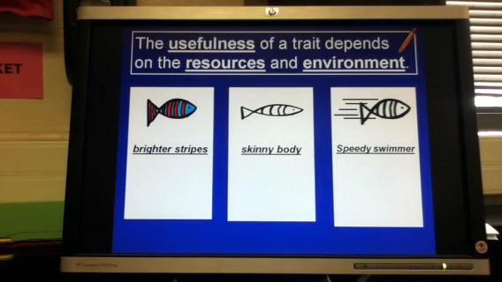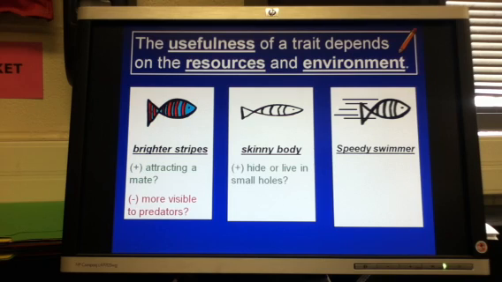All right, here's an example. The usefulness of traits depends on the resources and the environment. You notice we have three different types of fish. We've got brighter stripes fish that are red and blue. We've got a skinny body fish and a speedy swimmer. And Coach King is going to look at the positives and negatives about each one of these types of fish. All right, the brighter fish, it's able to better attract a mate, which is a positive, but negatively it's more visible to predators. The skinny body is able to hide or live in small holes, but may not be strong enough for defense.